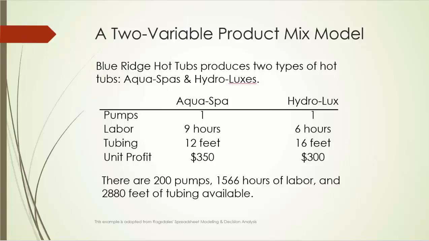In the next production planning period, let's say the next month, the company has 200 pumps, 1,566 hours of labor, and 2,880 feet of tubing available. The firm would like to find the product mix that maximizes the profit. The product mix is simply how many aqua spas and hydrolaxes to make and sell.